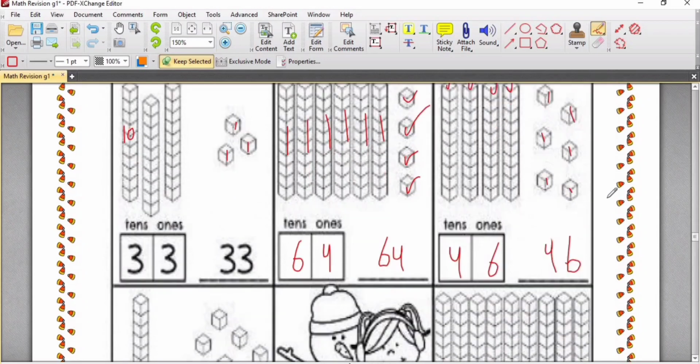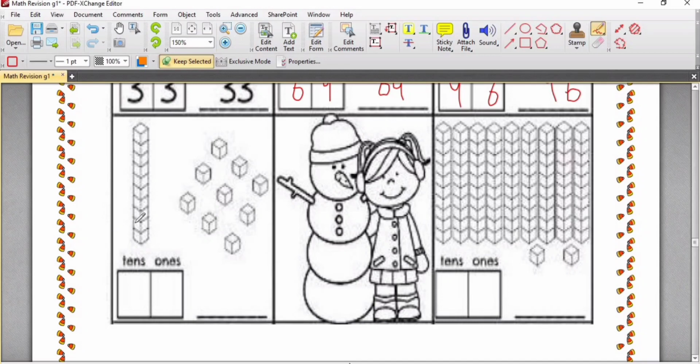Okay, now let's see this one. We have only one, so that will be 1 ten. Now let's count the ones. 1, 2, 3, 4, 5, 6, 7, 8, 9. So we have 9 ones. So the number here is 19. Okay? Now let's see the last one of this kind of questions.